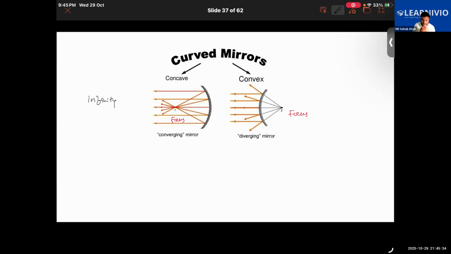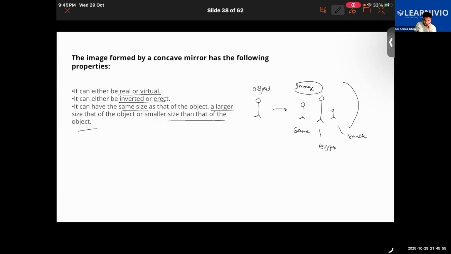So when the rays of light come from a very far away distance and fall on the concave mirror, what happens? All the rays of light are made to meet at a point. So these mirrors are called converging mirrors because they converge the rays of light at a point.